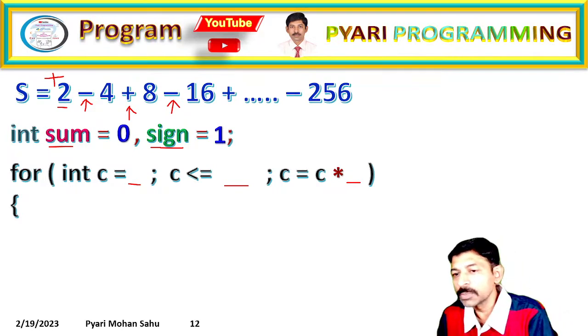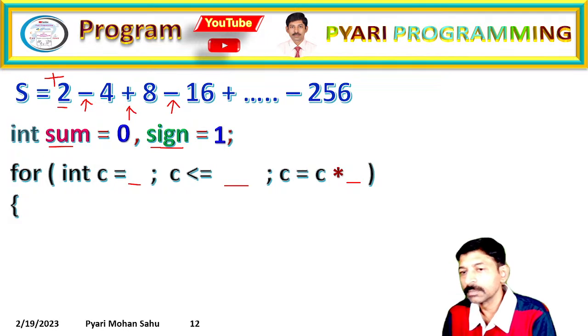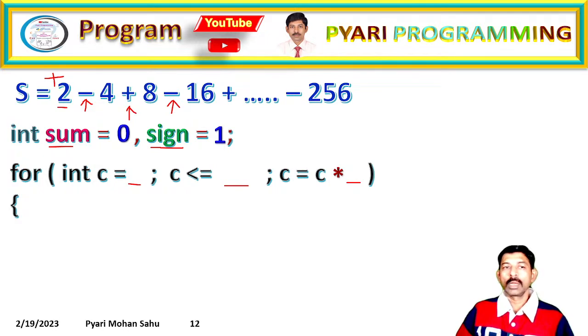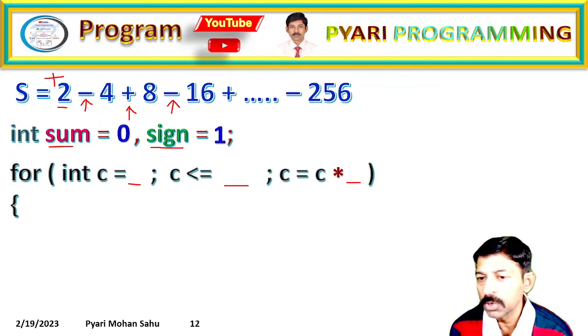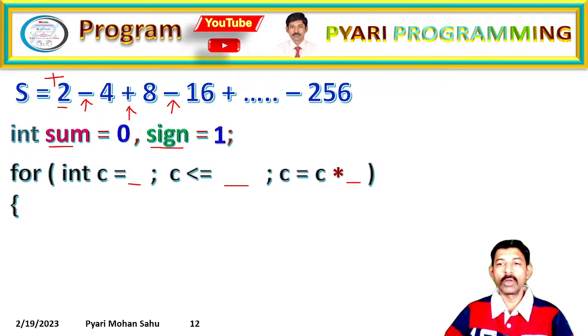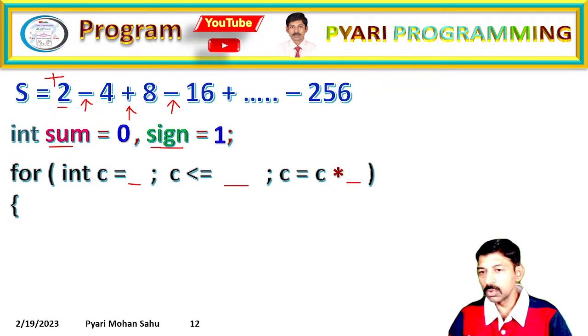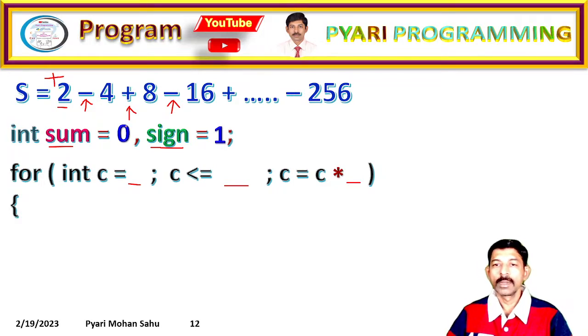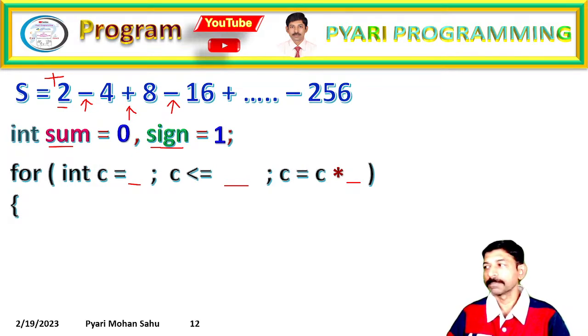Everyone understood why it is positive 1? Is it understood by you why it is positive 1, why not minus 1? Now what is the for loop value now? C is equal to 0. Okay, now in case of for loop, C value is 0. Next, what is the condition? Updation.